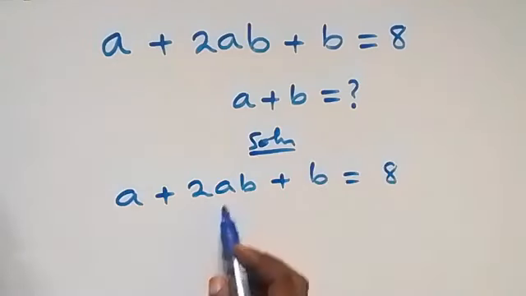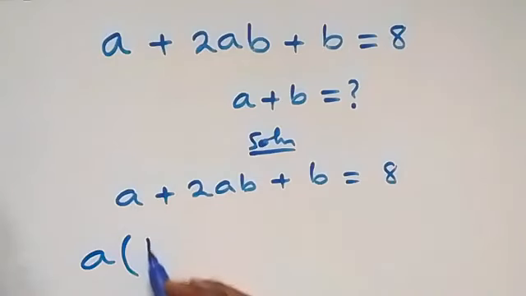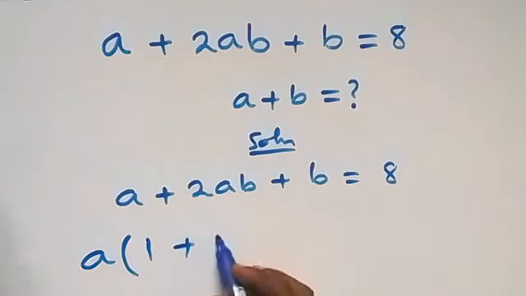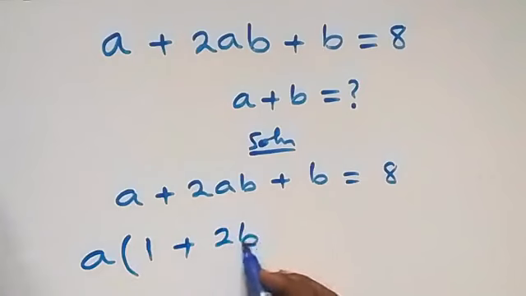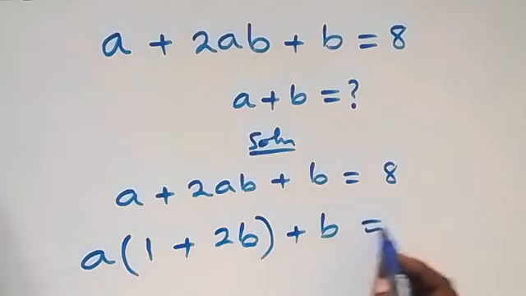Here from these two terms, let's factor out what is common, which is a. So we have a into bracket. What is left here is 1, then plus what is left here, 2b. Then close bracket, then we have plus b here equals 8.